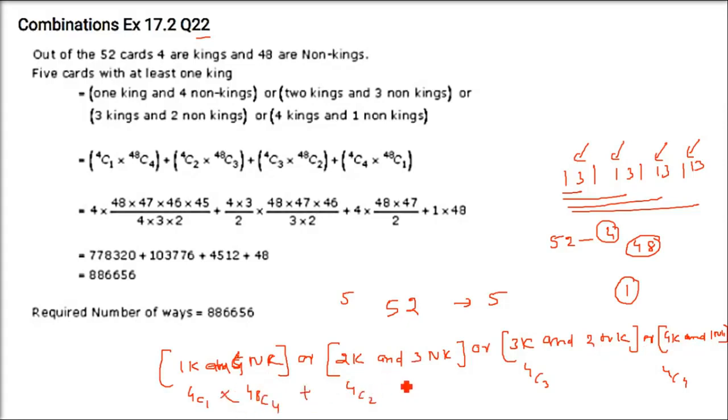Or means plus, and means multiplication. Multiply 3 non-kings, so 48C3. Then or plus, 2 non-kings, 48C2. Then or plus 4C4, and means multiplication, 1 non-king, 48C1. Now you have to solve it. It is going to come as 886656.